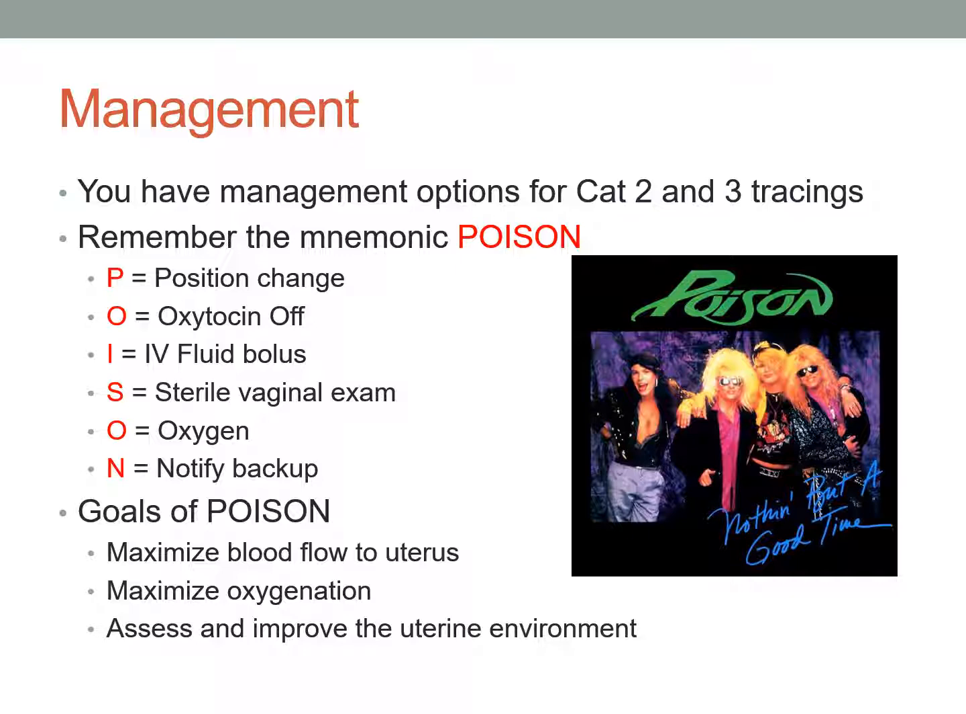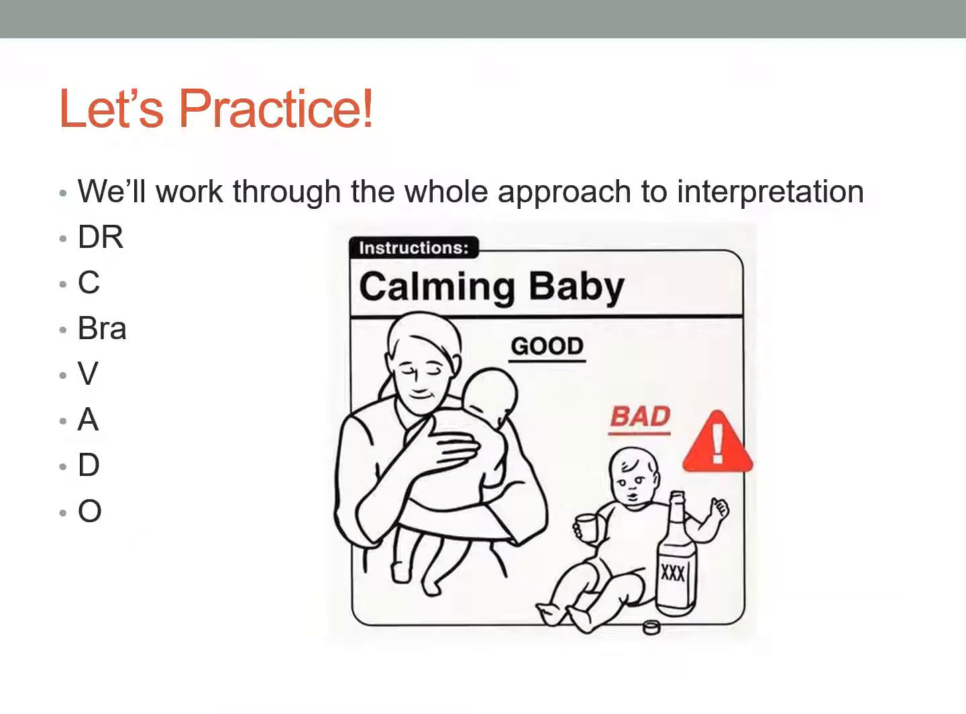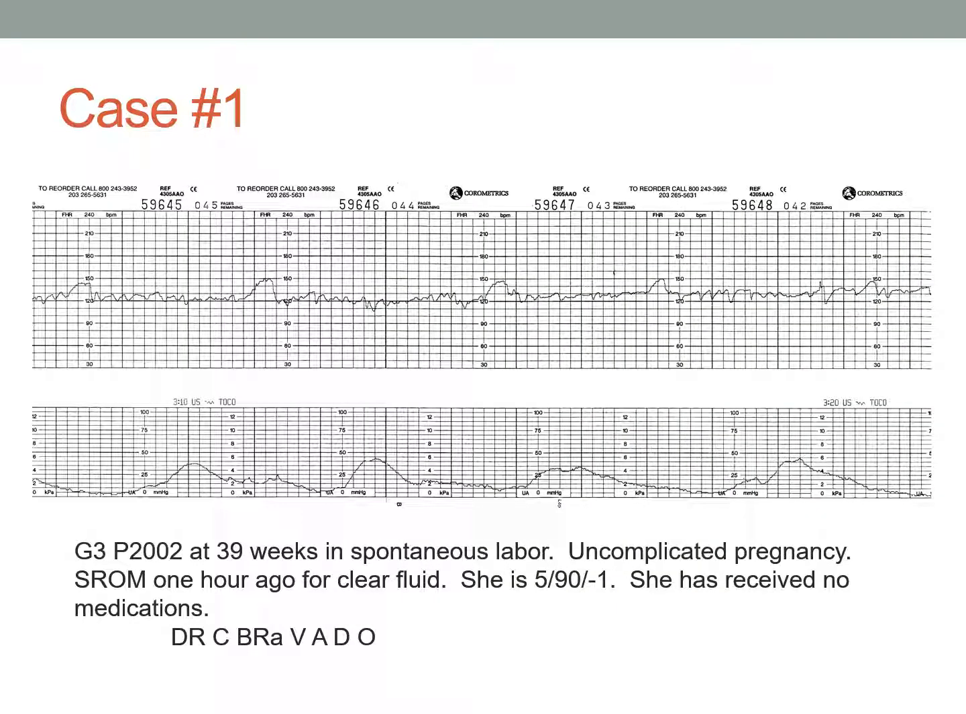So the goals of POISON are to maximize blood flow to the uterus and maximize oxygenation. So think about giving IV fluids and oxygen, that does that. Think about changing position, maybe getting baby off of a cord, and then assessing and improving the uterine environment when you can. All right, so next up, we're going to do some practice tracings to help you tie all this together. So have your Dr. C Bravado and your POISON mnemonics handy. All right, case number 1.